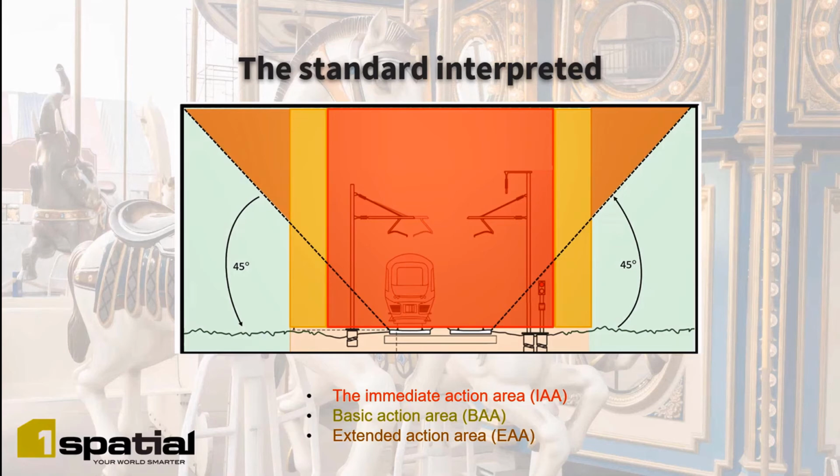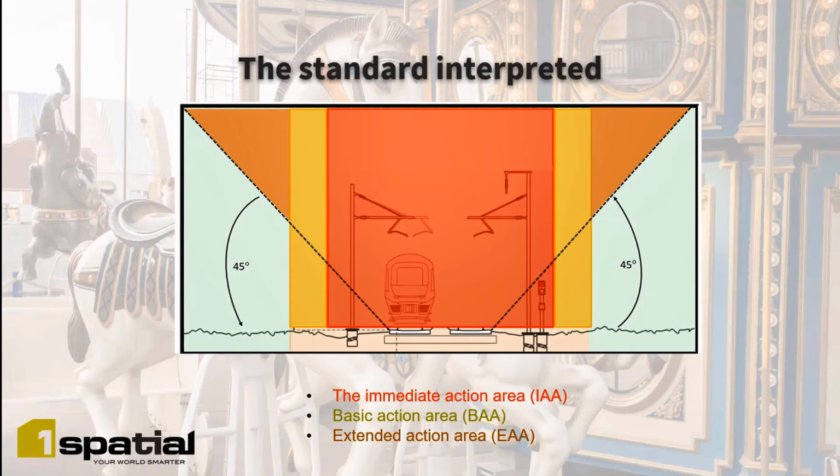The immediate action area is in the middle. The basic action area is in yellow, just to the outside of that, and the extended action area on the far left and far right in orange. The immediate action area is 1.25 meters away from the outer rail, or 3 meters from the outer rail if overhead line electrics are present. And if there are signals present, the immediate action area expanded to go around the signals and then contracted again. So it was kind of dynamic in its definition.